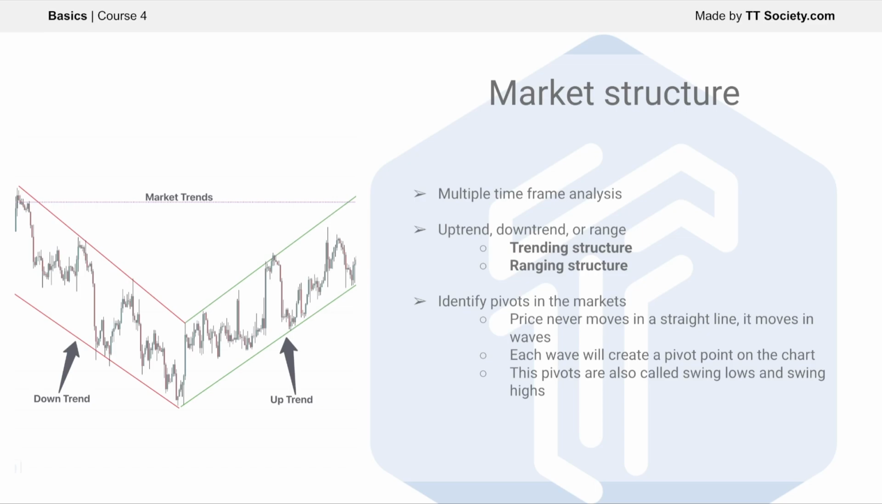So price never moves in straight lines. It always moves in waves, of course. And these pivot points are being called swing lows and swing highs. Same thing we've just covered in our price action section. So without further ado, let's jump into the chart and let's look at market structure.